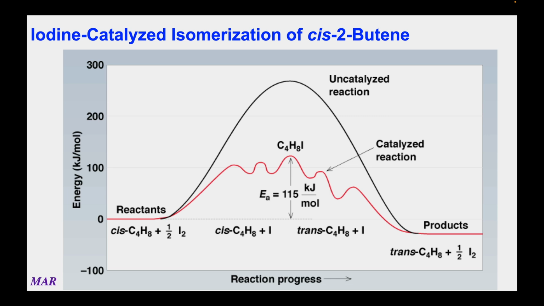The important part here is that if you want the cis to go to trans, add a catalyst. It makes the reaction a lot easier to happen. That barrier is lowered quite a bit. It's easier for the reactants to go to products, and you are good to go.